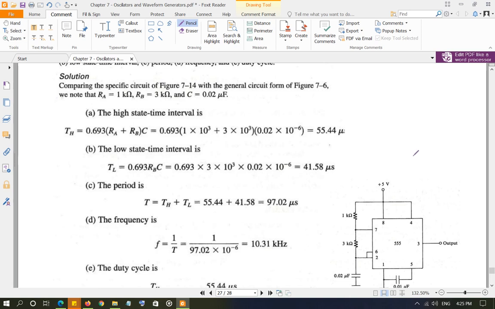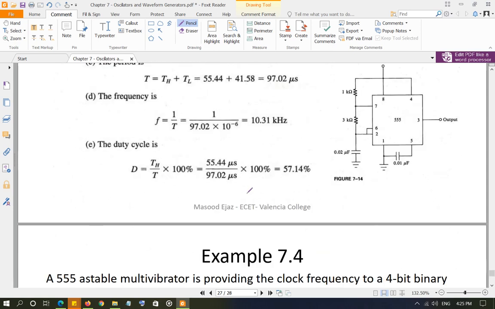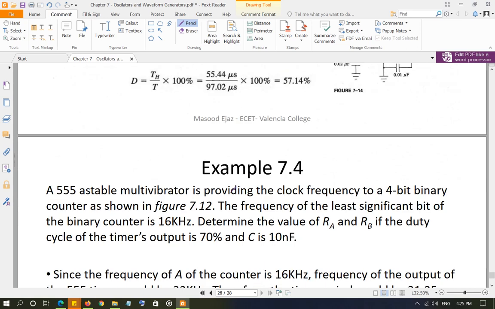So I think I have one example over here based on this, or 2 examples rather. This is from the book, in which you consider the 555 timer. You're just calculating the high state time, low state time, period, frequency and duty cycle. So the equations are pretty straightforward. Values are given, so you're just putting the values and calculating the required results.